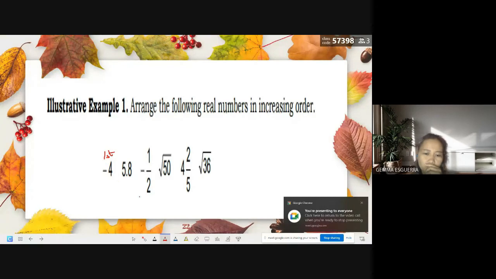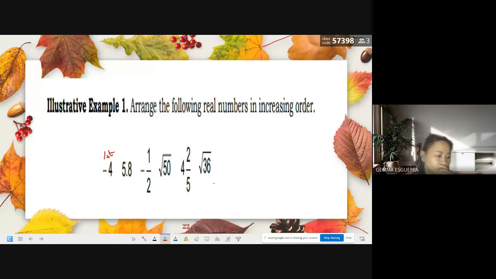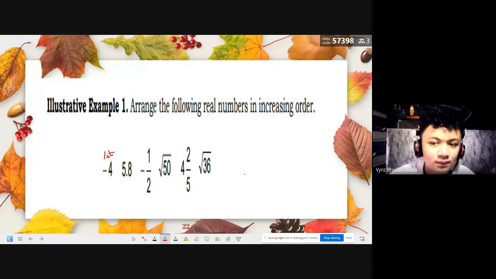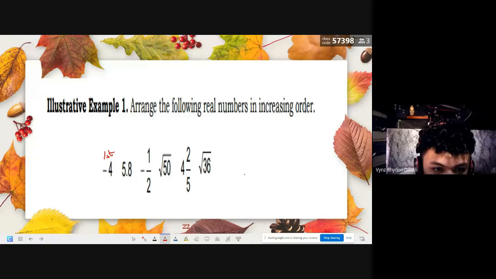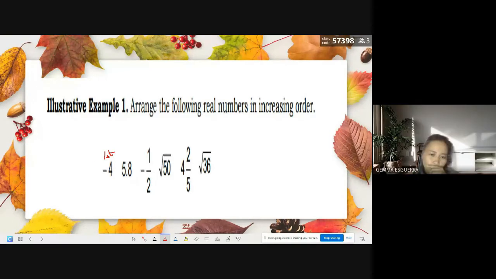O sige, ano yung sumunod? Di ba the first is -4? What is the second na pinakamaliit? Vince. Ma'am, ano po yung pinakamaliit pang number after -4? If you're going to look at the number line. -1/2 po. Okay, thank you. Yes, very good. Next, what is the third?